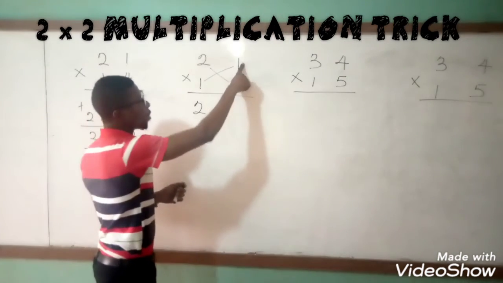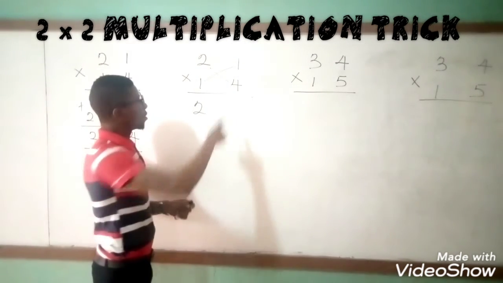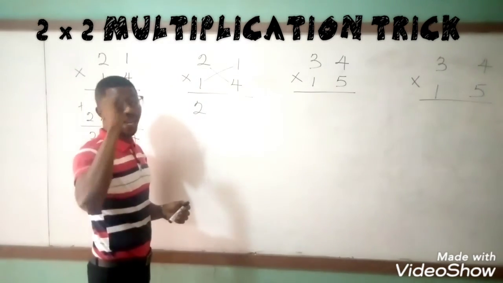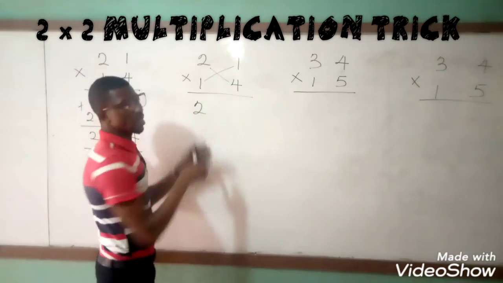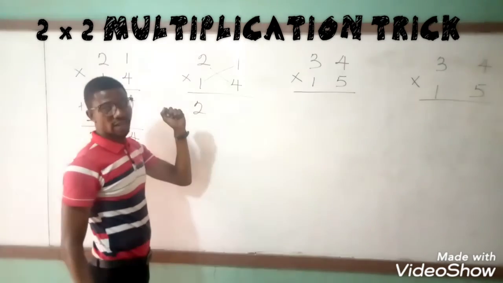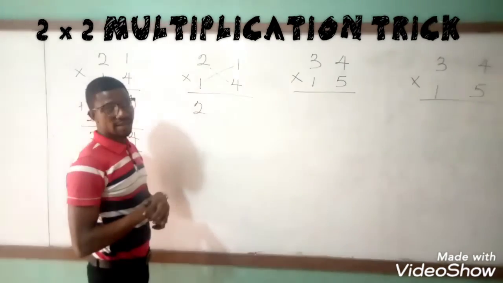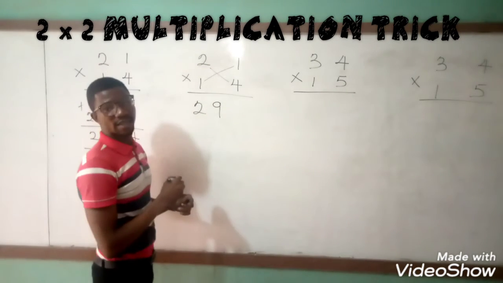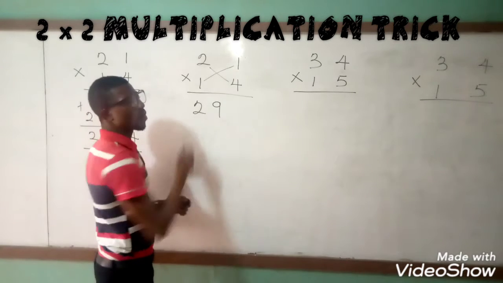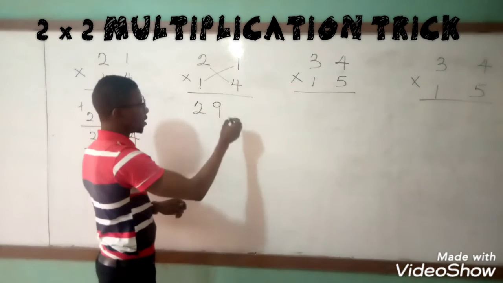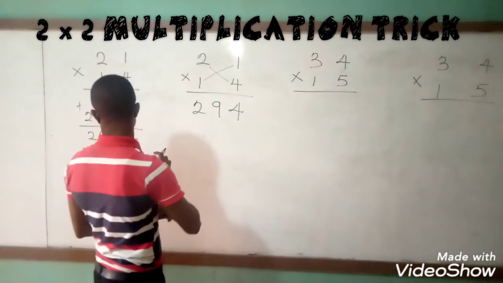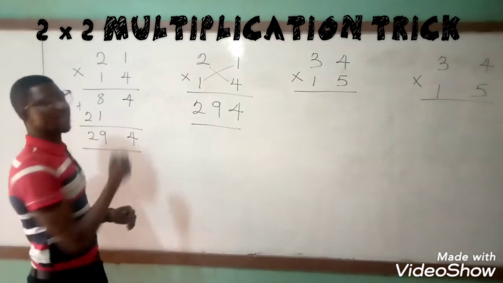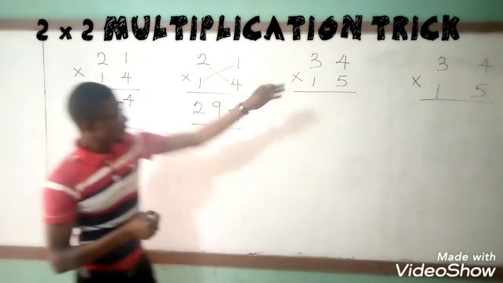So 1 times 1 is 1. 4 times 2 is 8. So 8 plus 1. Here, along the leading diagonal, you have 1. The minor diagonal is 8. So 8 plus 1 is 9. So you have 9 here. And you multiply the last ones. 4 times 1 is 4. So this is equal to that.